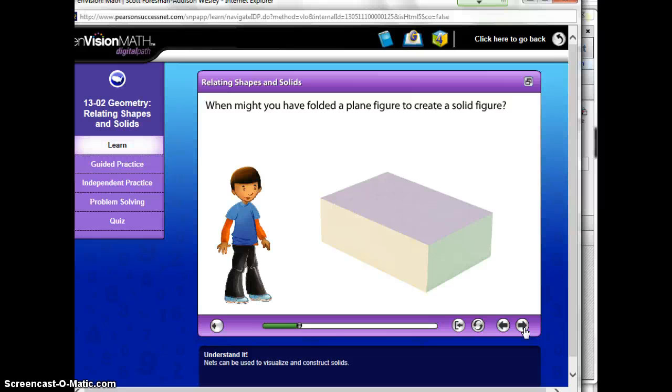Okay, they probably have machines for that, don't they? Yeah, I bet they do. Have you ever folded something personally that has created a three-dimensional figure? Last year in math class, she said she did that.